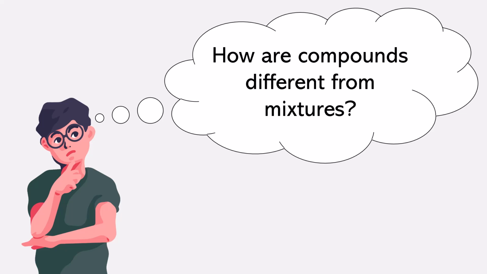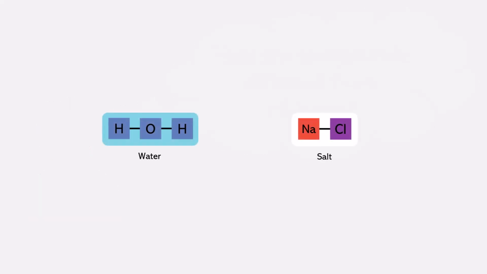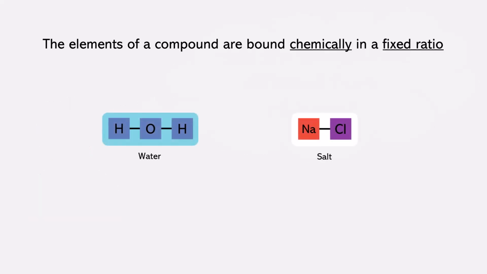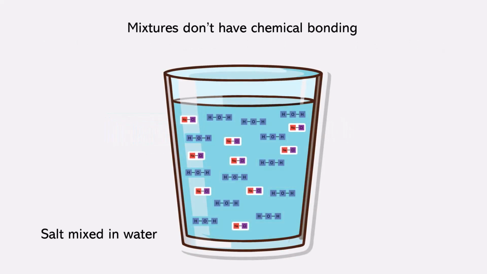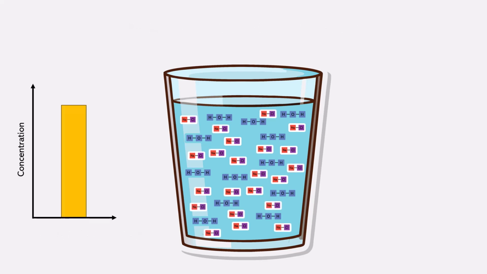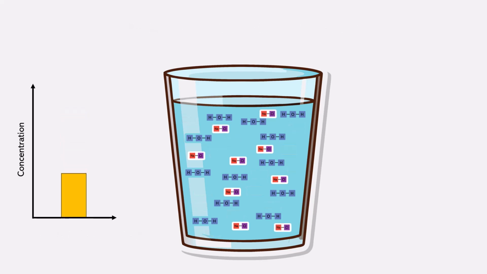Compounds are different from mixtures because the elements in a compound are bound chemically in a fixed ratio. Mixtures, on the other hand, don't have chemical bonding. Look at this here, it's just salt mixed in water. And the concentration of the solute in the solvent can vary. You can add a little salt or a lot of salt.